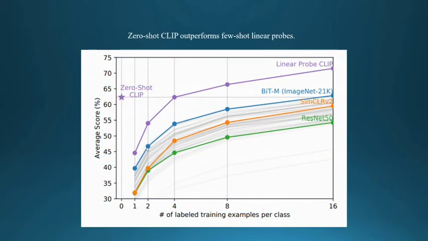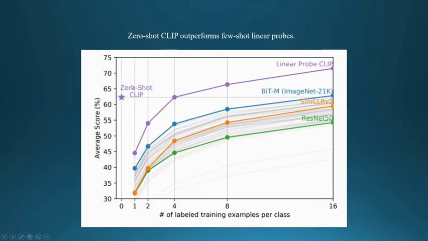Zero shot clip outperforms few shot linear probes. Again, linear probe means that we keep the model, just remove the last layer and add a linear probe at the end of the model, then train the model and then do the classification.